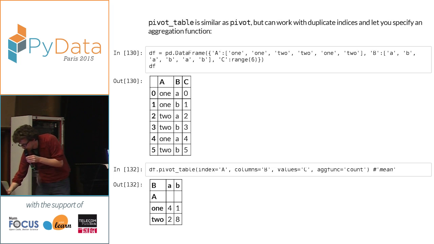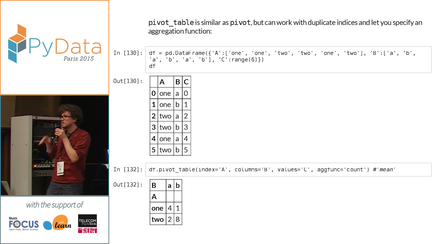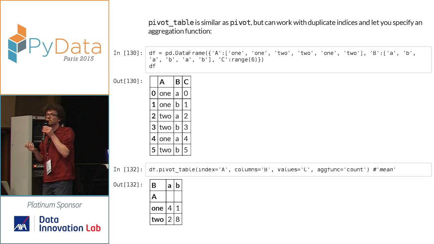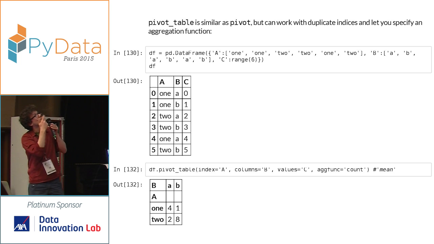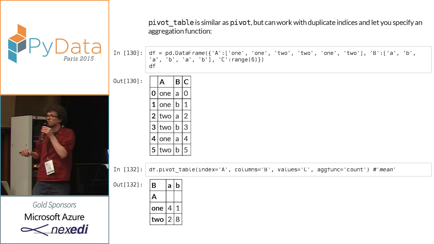Then a last function that is related to this is the pivot table function. It's the same as pivot, but it can handle duplicates in the data set. For example, in this case, if I want to put my A as the row indices and the B as the column indices, there are multiple entries, for example, here we have 1A and 1A. So if you just use pivot, it doesn't know what to do with those multiple values.